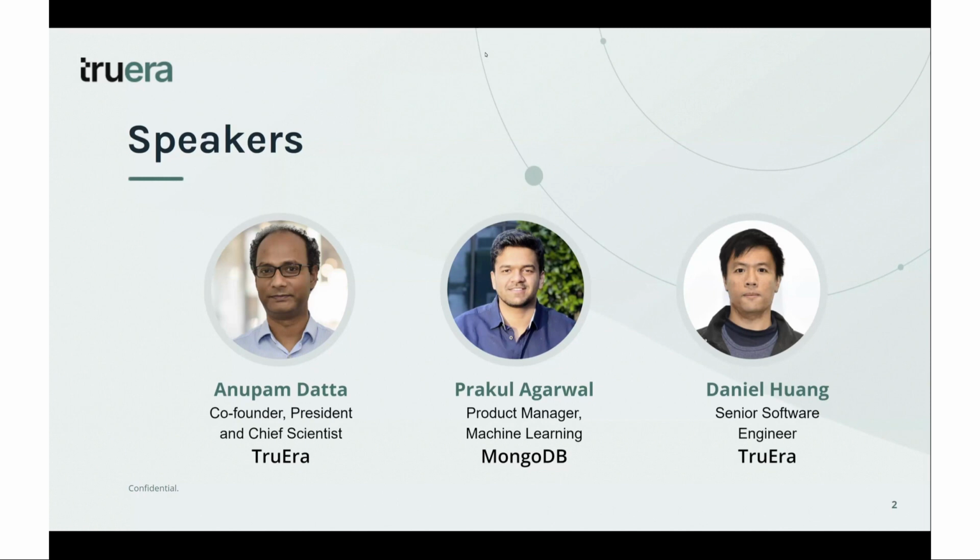Prakul Agarwal is product manager for AI and machine learning at MongoDB, the developer database company. Prakul focuses on the MongoDB Atlas database and vector search. Before joining MongoDB, Prakul worked in product and engineering at Zoox and Salesforce. And Daniel Huang is a senior software engineer at TruEra, where he focuses on machine learning research and developing the TruEra core platform. Prior to TruEra, Daniel worked in software engineering at Amazon, Lotus Flare, and Reflect. And with that, over to you, Anupam.